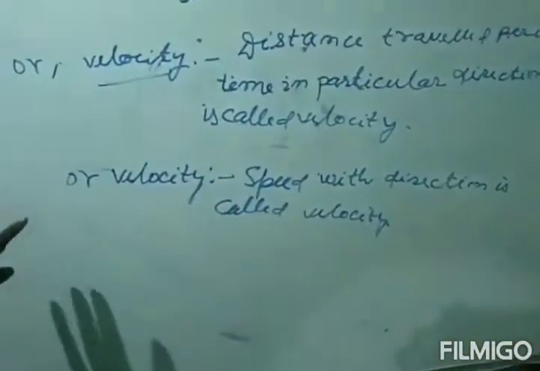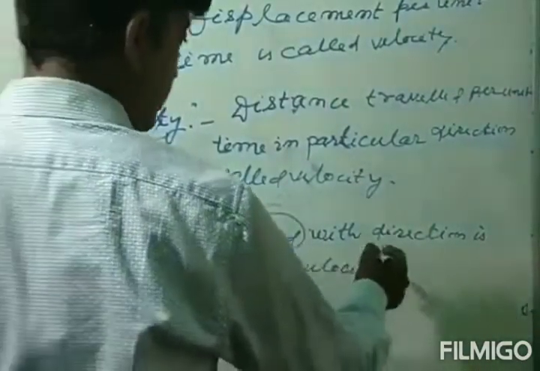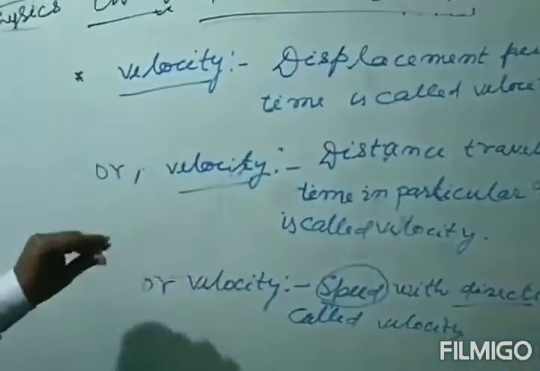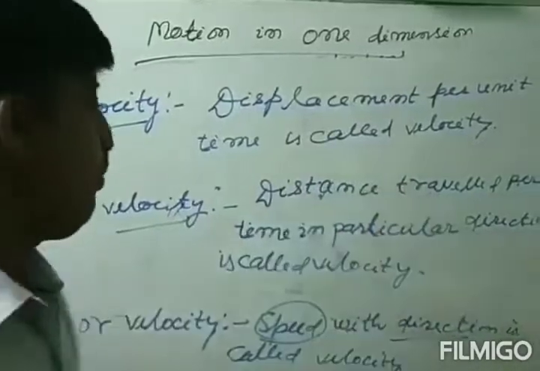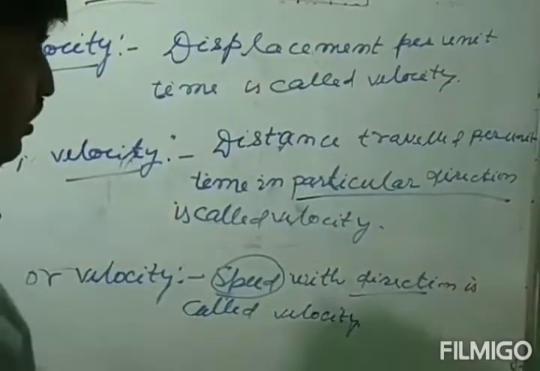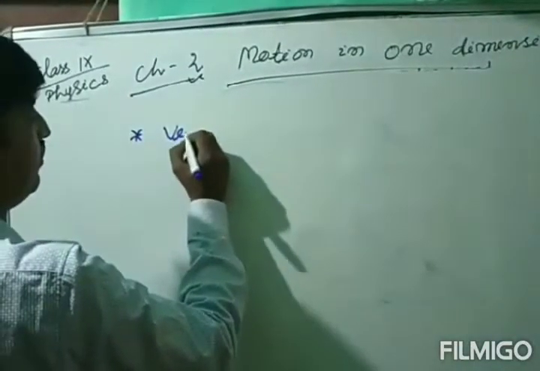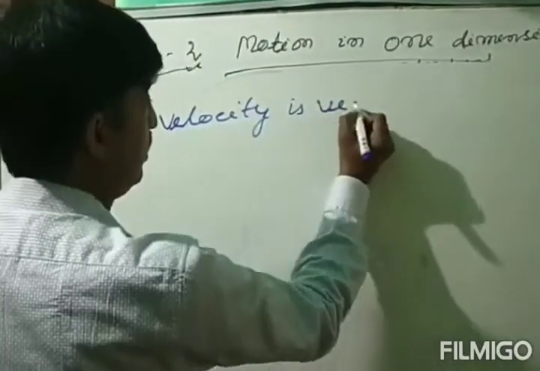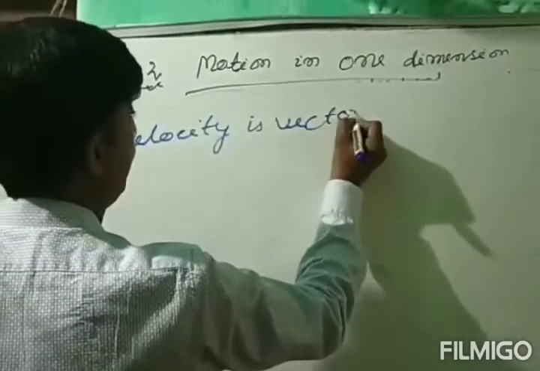So here two things are needed in velocity: first speed and second direction. So velocity may be defined in different ways. First way, displacement per unit time is called velocity, or distance traveled per unit time in a particular direction is called velocity, or speed with direction is called velocity. Velocity is a vector quantity because it has magnitude as well as direction.